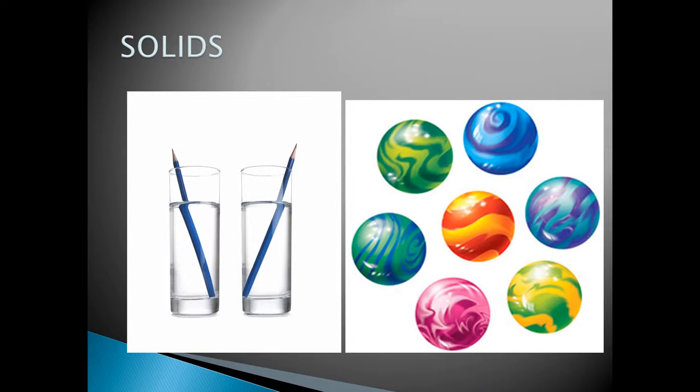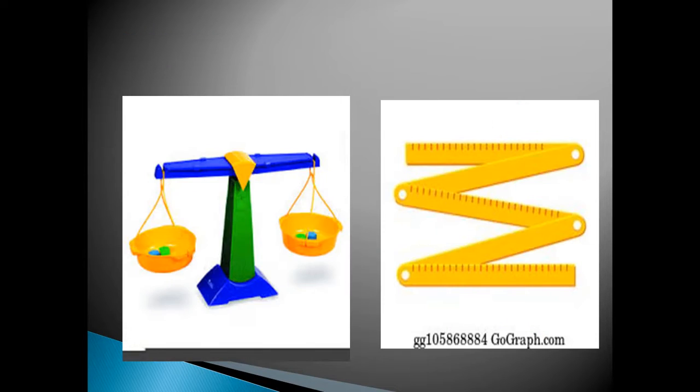What are solids? Yes, a solid is a state of matter that has mass and takes up space like all matter. But solid is the only state of matter that has its own shape. We can use a balance to measure the mass of a solid, and you can also use a ruler to measure the length of a solid.